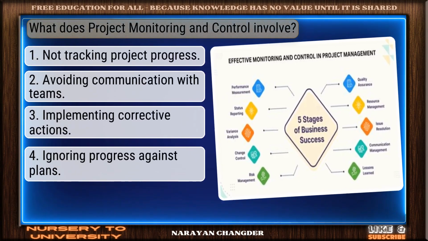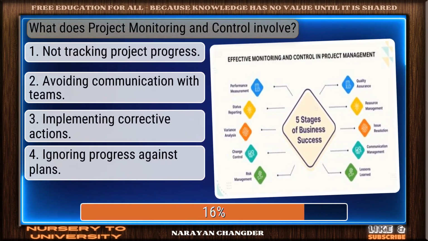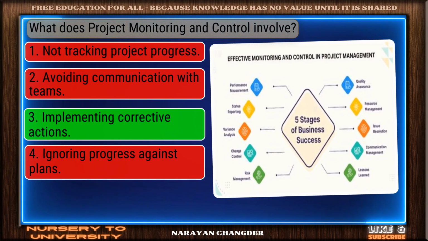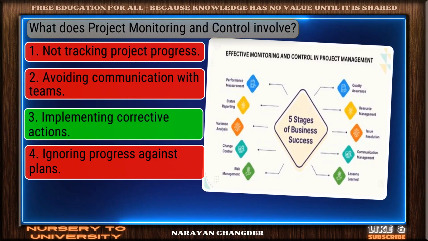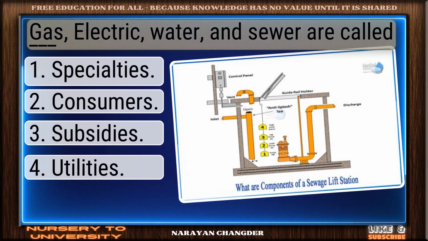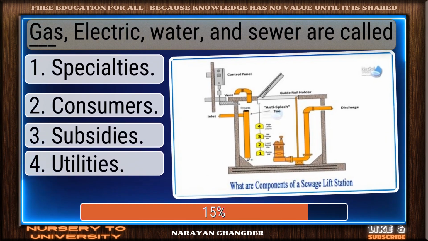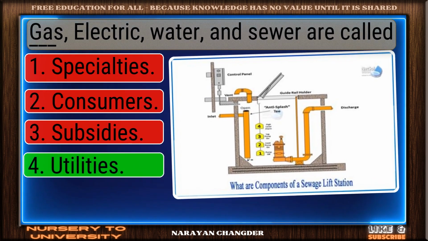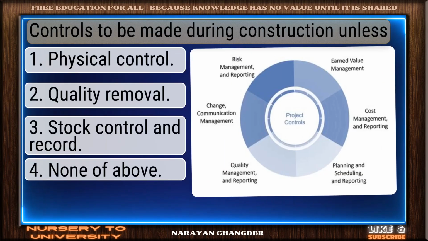What does project monitoring and control involve? You're right. Implementing corrective actions is the correct answer. Gas, electric, water, and sewer are called dash. You chose utilities, and it is correct.